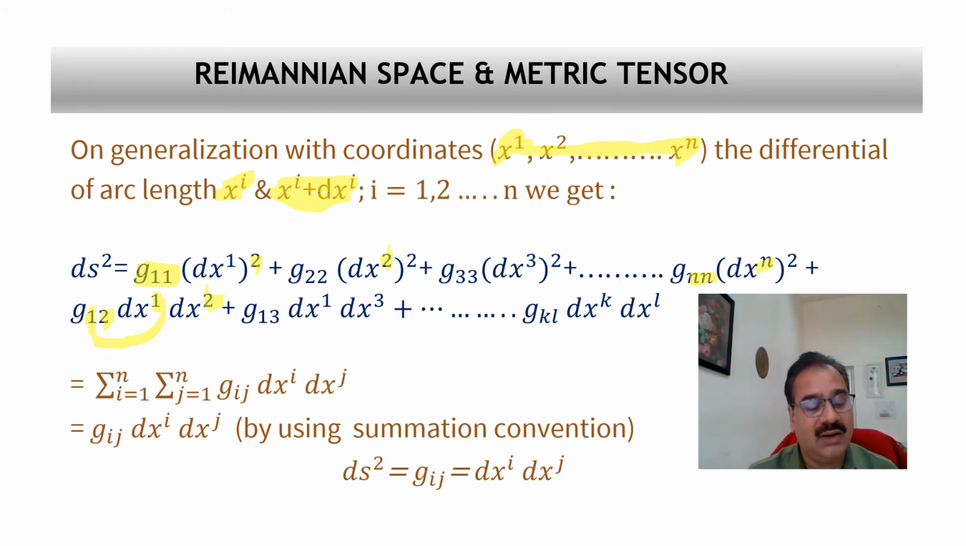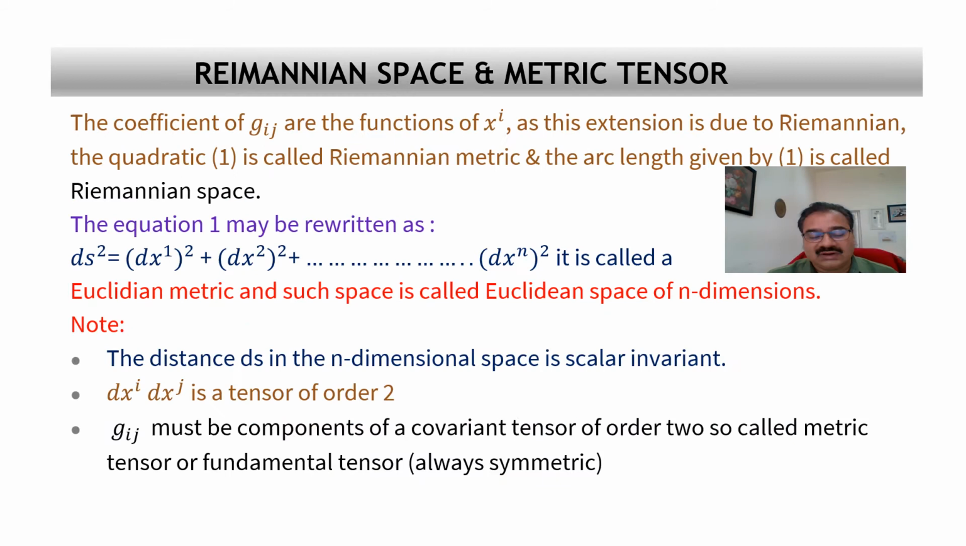This may again be written in short as g_ij dx_i dx_j, using the summation convention, for ds square. It means the coefficients g_ij are functions of x_i, which is very clear here, as this extension is due to Riemann. So the quadratic form, equation 1 as discussed in a separate PPT, is called the Riemannian metric, and the space with arc length given by equation 1 is called Riemannian space. Now it is clear what the difference is between Euclidean space and Riemannian space.